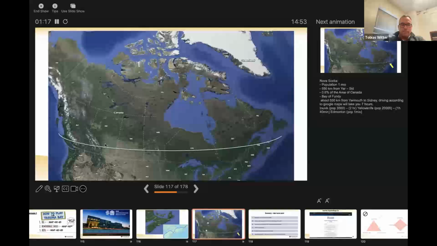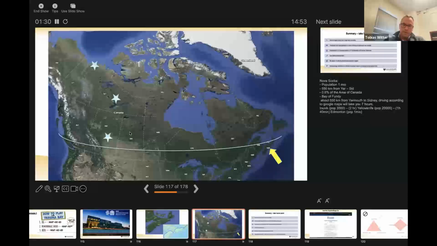So everything above this artificial line here is only populated by 10% of the population. We are in Nova Scotia. If you take a patient from Inuvik, which is up here over Yellowknife, to Edmonton, which takes care of this whole catchment area, you're looking at about a 4-hour flight, one way.